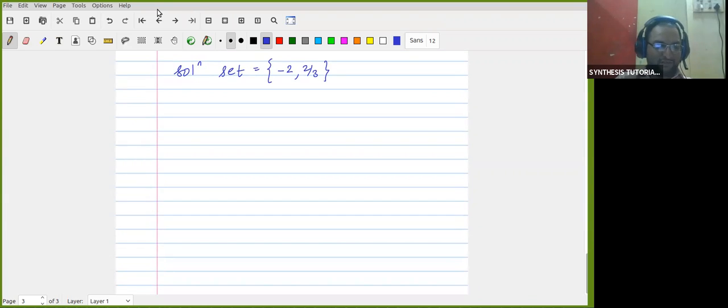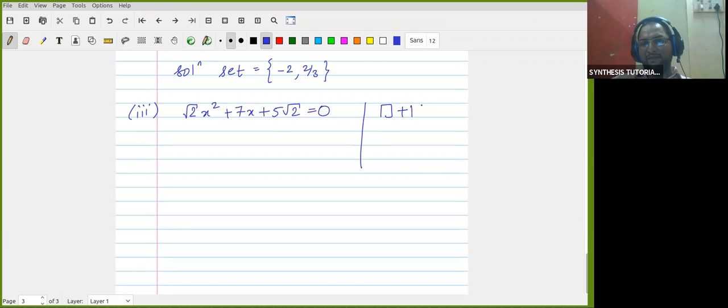Okay, come, let us try this problem. The problem is root 2 x squared plus 7x plus 5 root 2. Now again, we want to look for two numbers such that when we add them, we must get 7. And when we multiply them, now please pay attention.